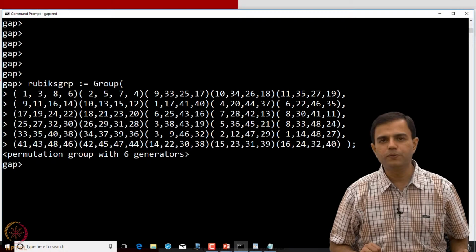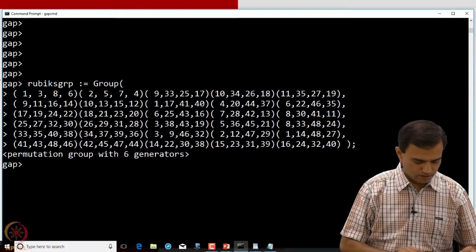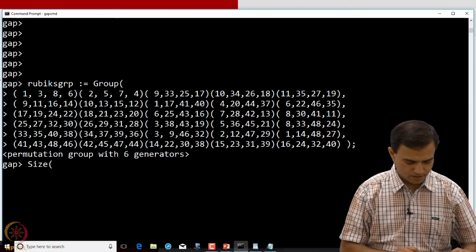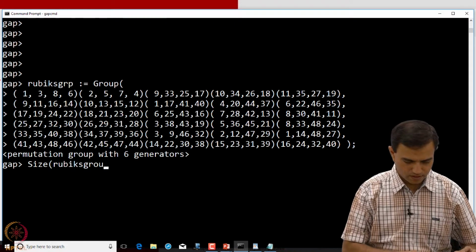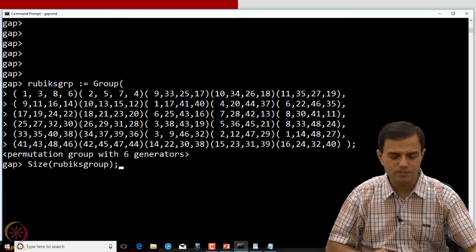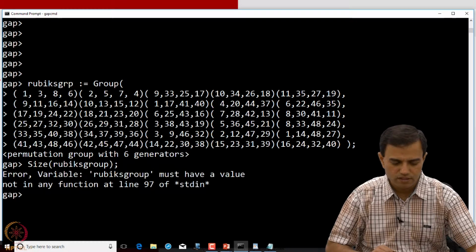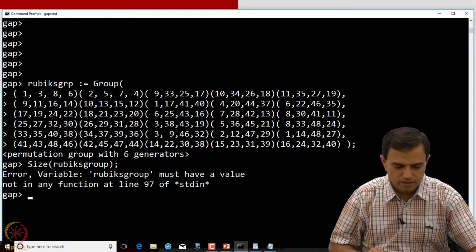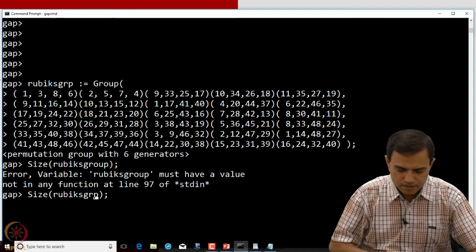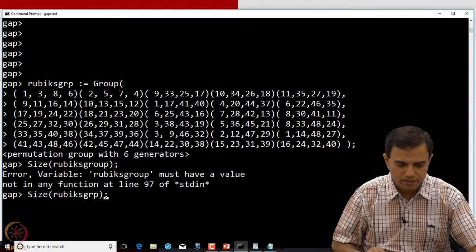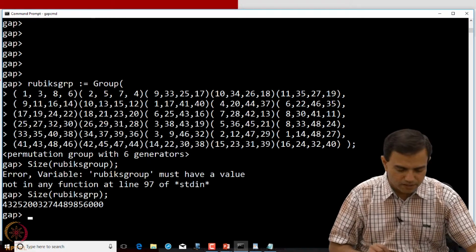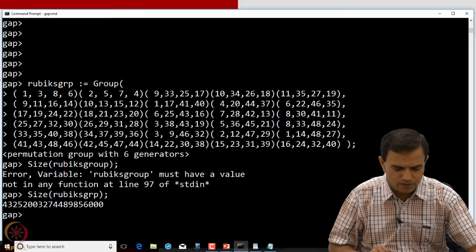What is the first thing that you would do? Well, we may like to determine the size of this. How much do you think it would be? Millions, trillions? Let's see. Oh, I gave the wrong name. This is Rubik's GRP. And this much is the size. I can't even read it. It's beyond billions, beyond trillions.